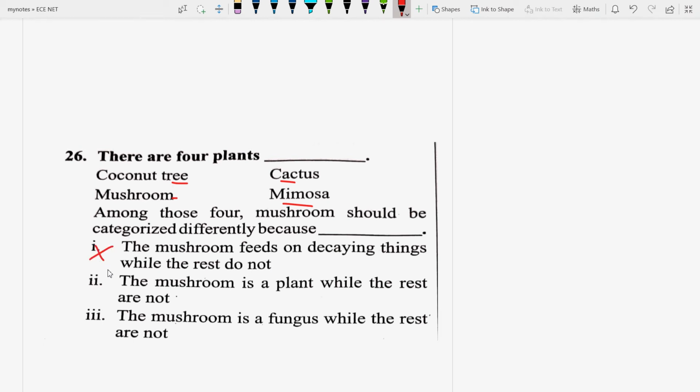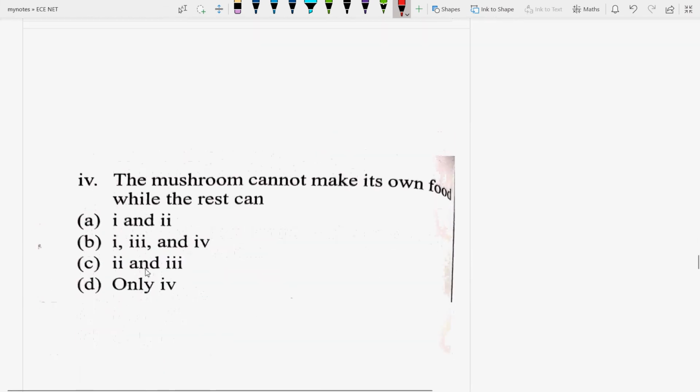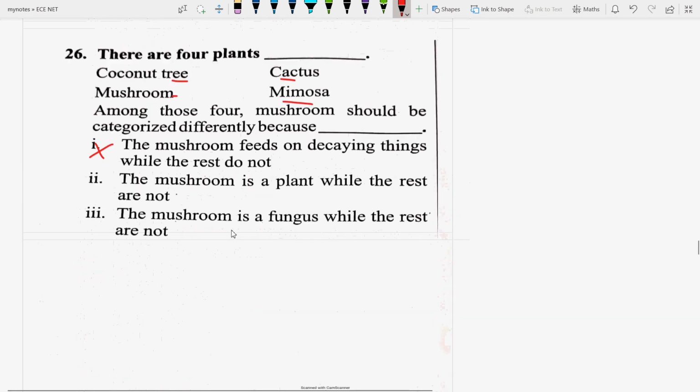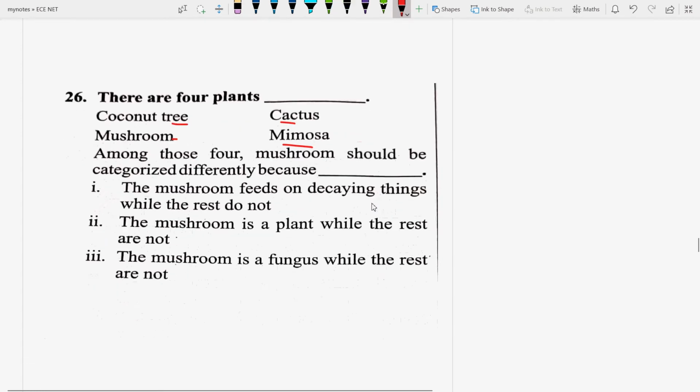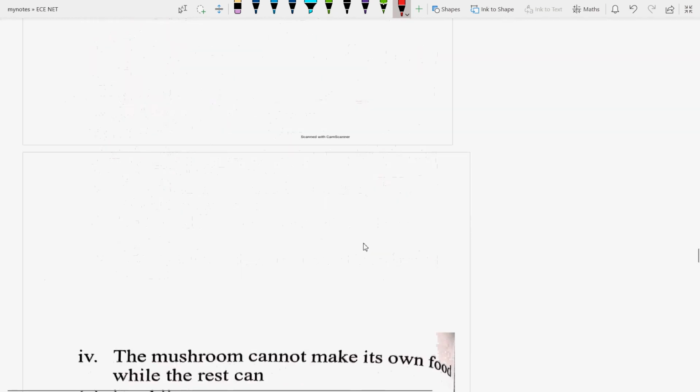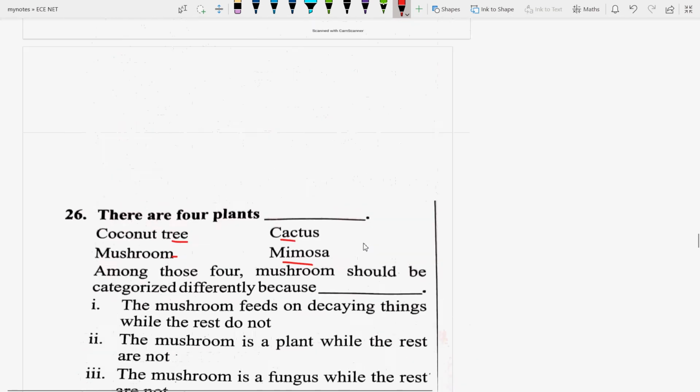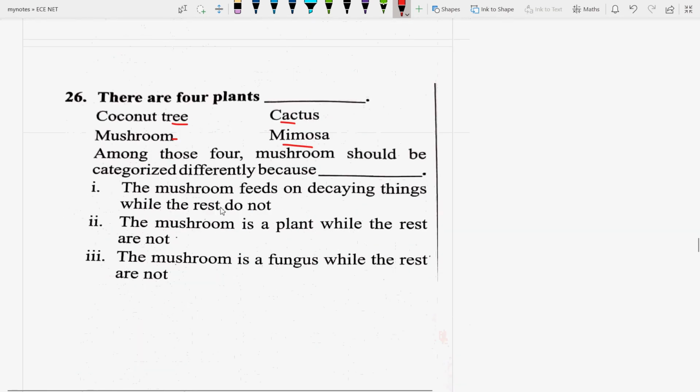No. The mushroom is a plant. See, sorry. See the rest. The mushroom cannot make its own food while the rest can. I haven't seen the rest of the options, so sorry for that. See, here in the options the characteristics of the mushroom are given, so you have to identify which one might be true. So yes, the mushroom feeds on decaying things while the rest don't.